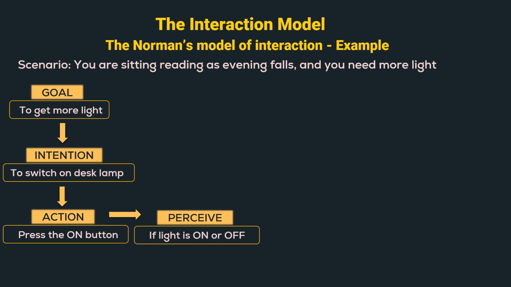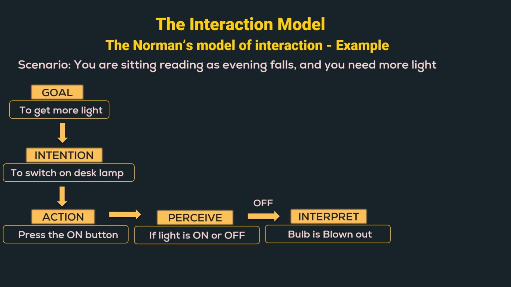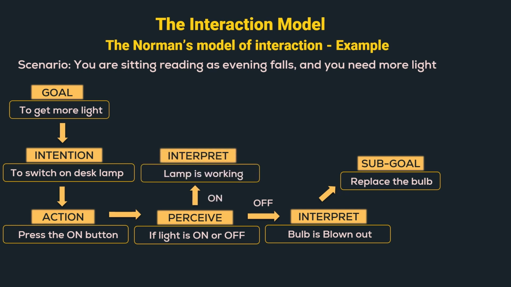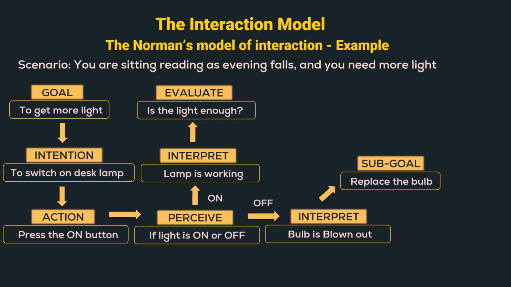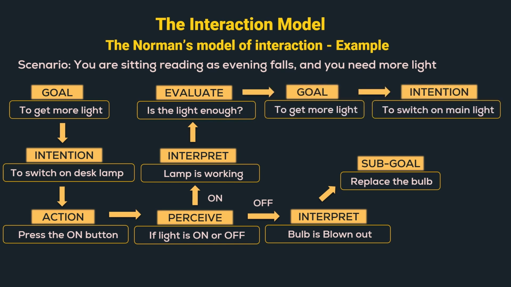If we perceive that the light is off, then we may interpret that the bulb is blown out, which results in formation of another sub-goal, that is replacing the bulb that is worn out. And if we perceive that the light is on, then we may interpret that the lamp is working. Now, we evaluate our interpretation if our goals are satisfied or not. Is the light enough for us to read properly? If the goal is satisfied, then we end our cycle here. But if the goal is not satisfied, then we form a new goal, that is to get more light and to switch on the main light.